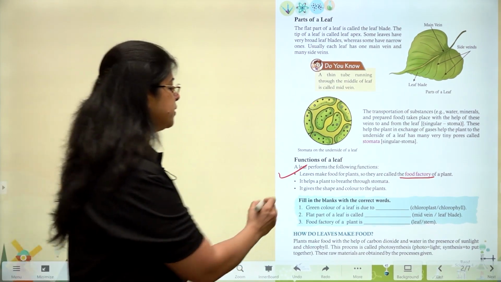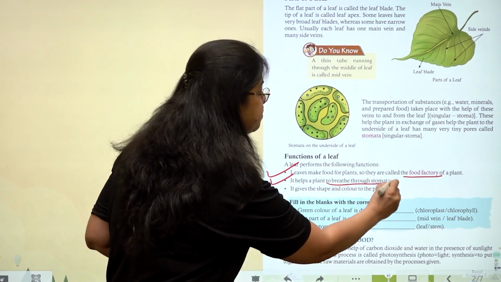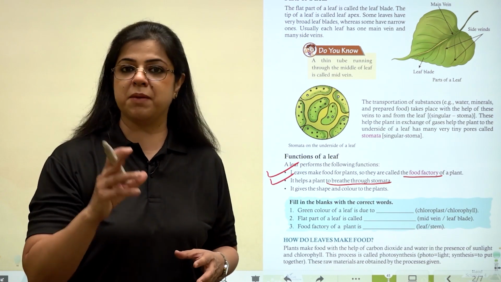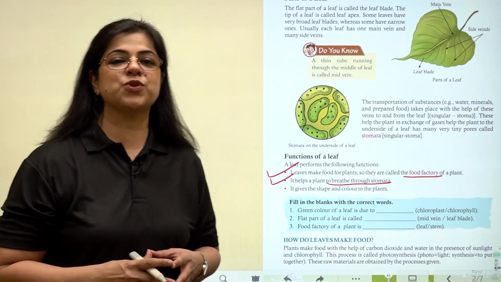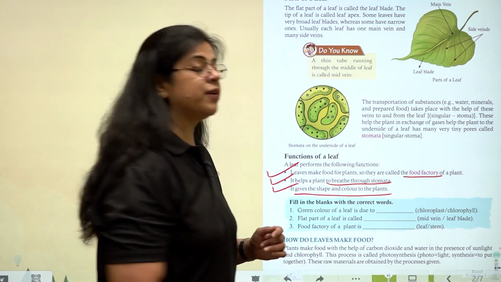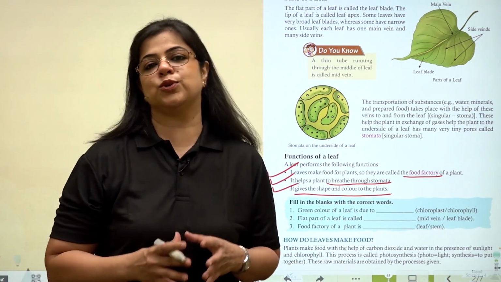The second important thing is that leaves help the plant to breathe through stomata, and in this process, remember what they give out? They give out the precious oxygen. The third important function is that leaf gives shape and color to the plants.